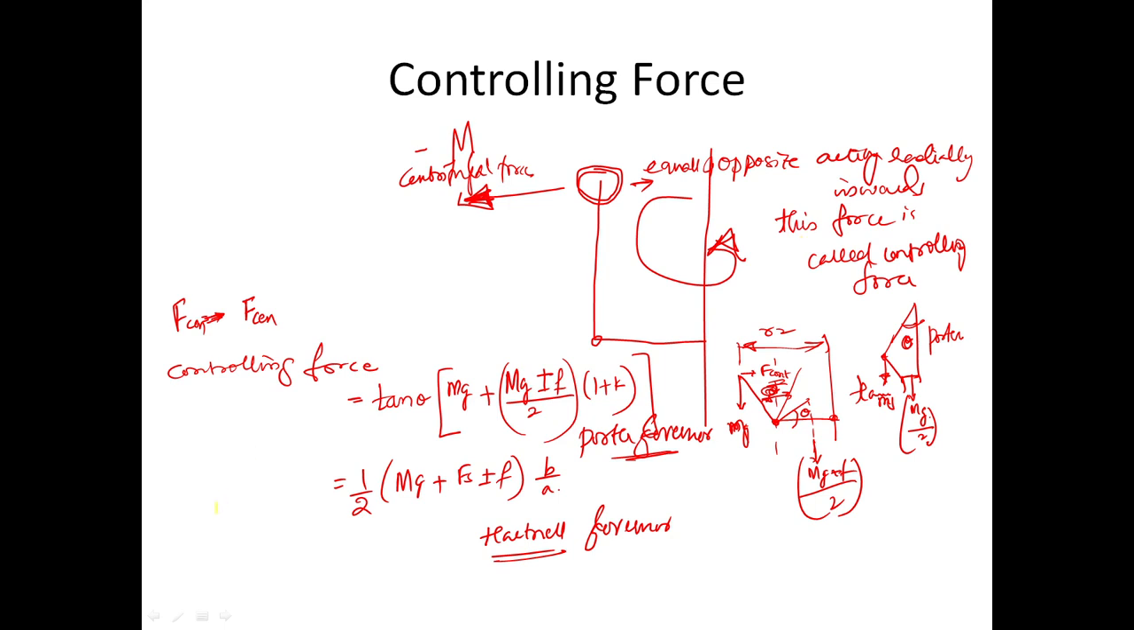By these two relations, you can compute the controlling forces for different radii of the ball. For example, you can compute it for 50 mm, 60 mm, 70 mm, 80 mm. Right?